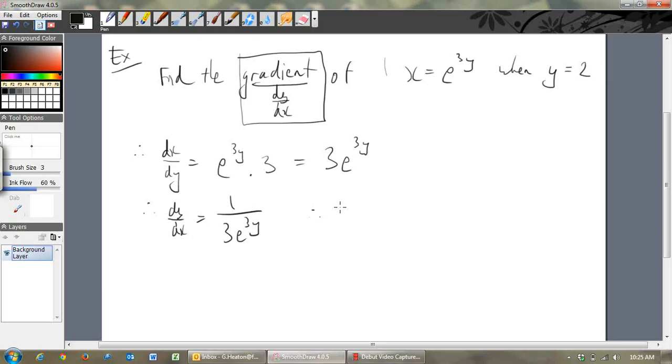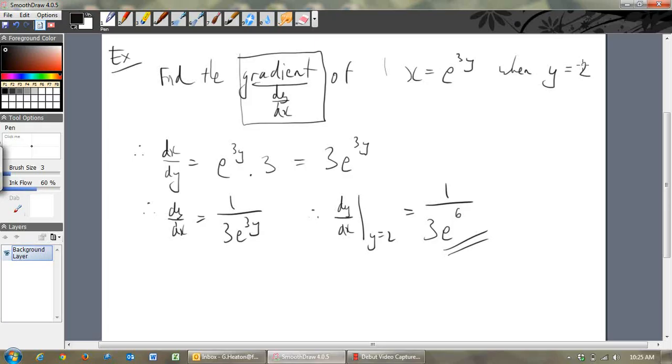Therefore, what we want is the gradient. I'll write it as gradient when y is equal to 2 is equal to 1 over 3e, 3 times 2 is 6. And that's your answer. So, unless it asks for an approximate, that's your exact answer there. Okay? So, there we go. That's what we're doing there.